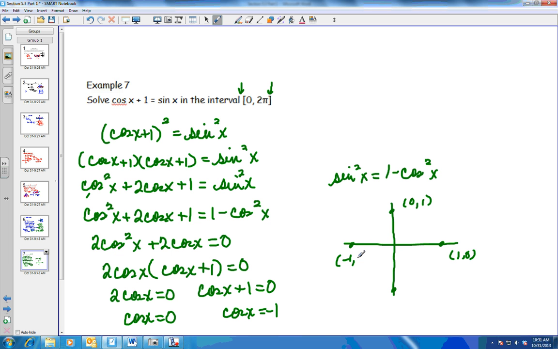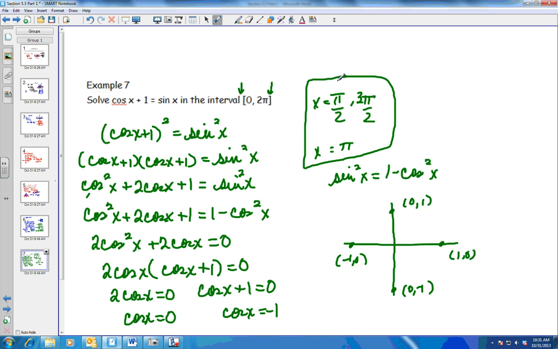And this is negative 1, 0, 0, negative 1. So where's cosine 0? Well, cosine is my x value at pi over 2, right here, and 3 pi over 2. Okay, so let's find out where cosine x is equal to negative 1. Cosine is my x value, so right here at pi. So those are my answers for example 7.